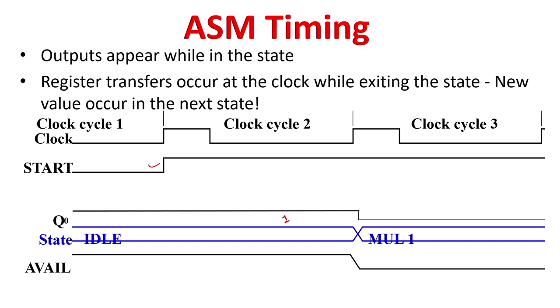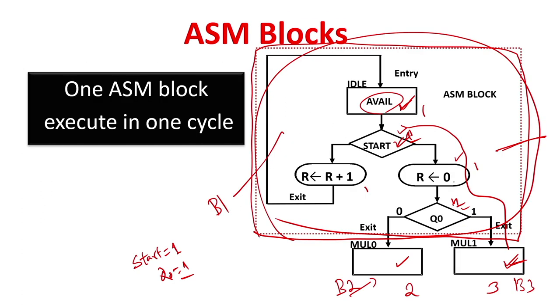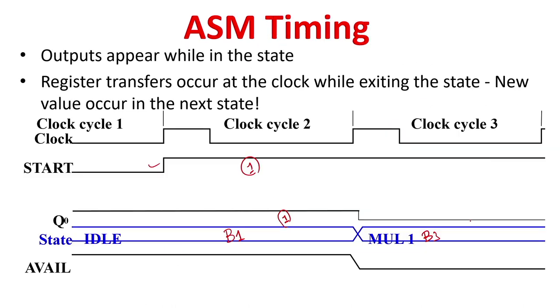So, exactly the same thing, this is Q1 and this is start, and whenever both are 1, then it goes to, it is currently in state block 1 and it goes to block 3, and block 3 is MOL 1. So, this one is block 3, it goes to block 3. The whole thing executes in one cycle. So, that is the beauty of an ASM block.